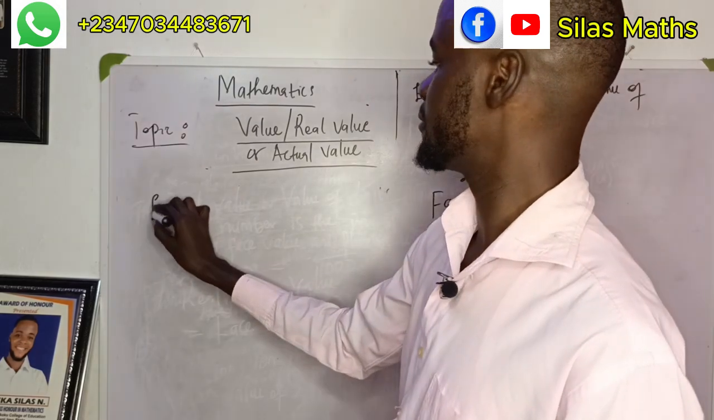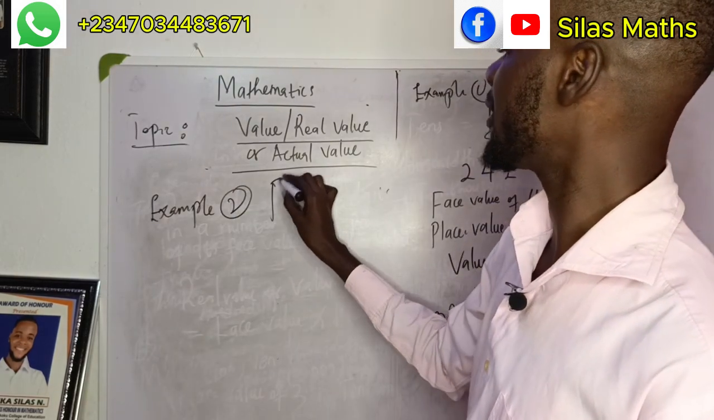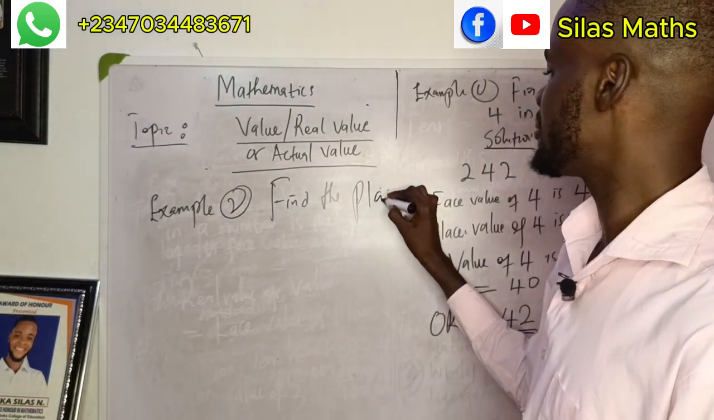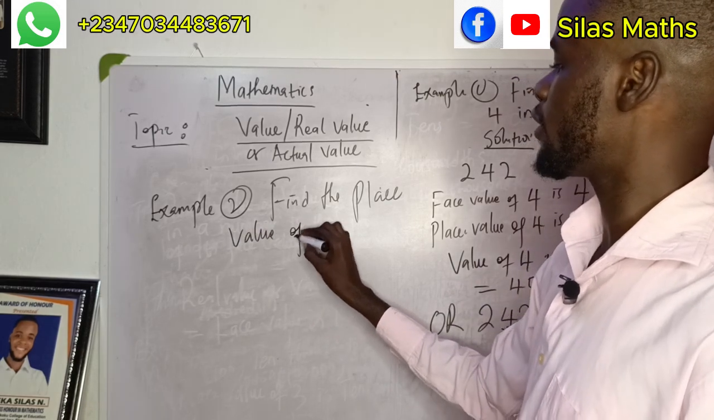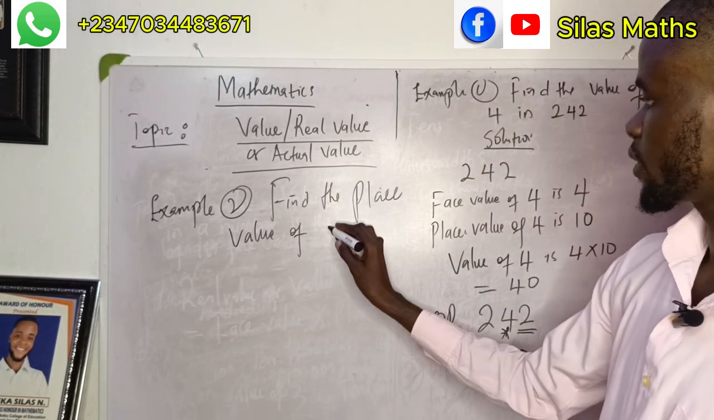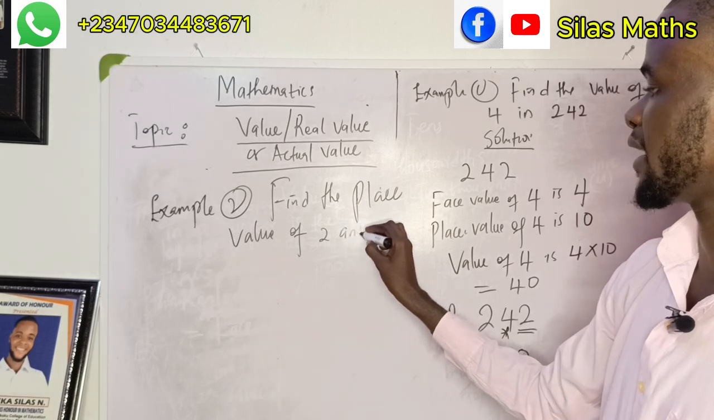So example 2: find the place value of 2 and 5.